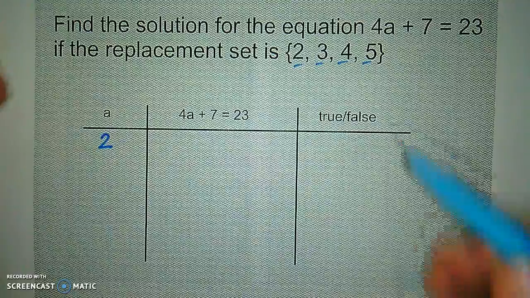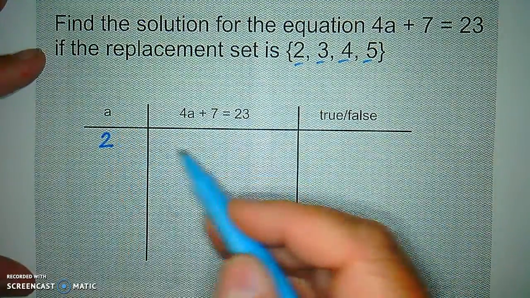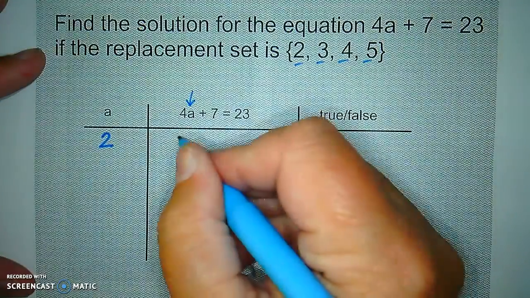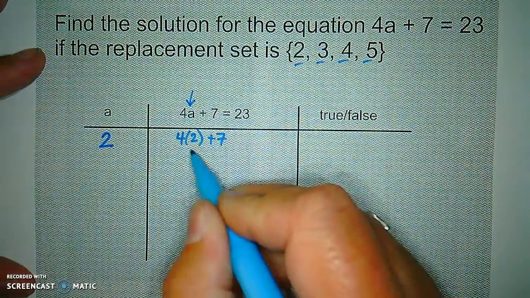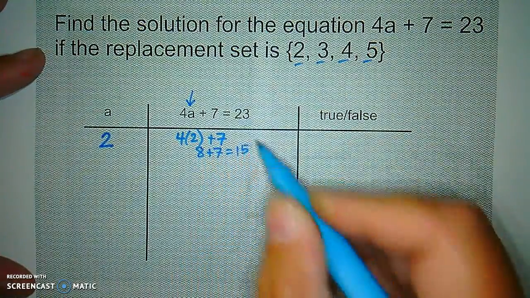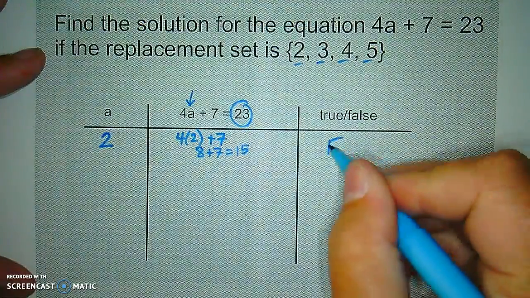When I do these problems, I like to make a nice table to organize myself. A is 2, which means wherever I see an A, I'm going to plug in a 2. 4 times 2 plus 7. Well, 4 times 2 is 8, and 8 plus 7 is 15. Does that equal 23? False.